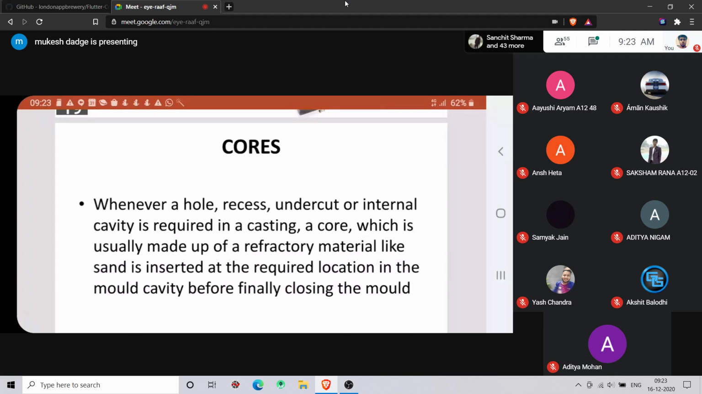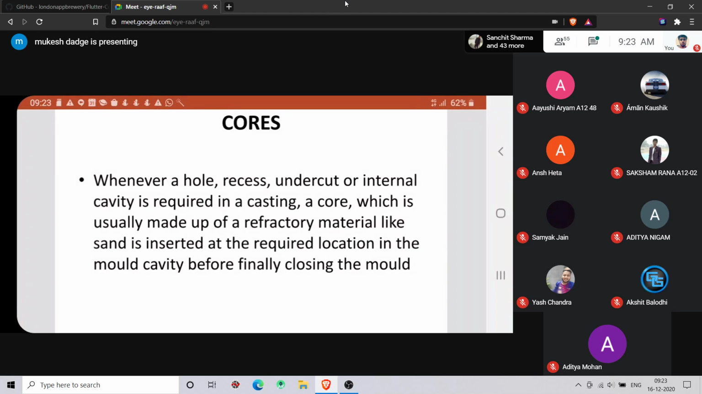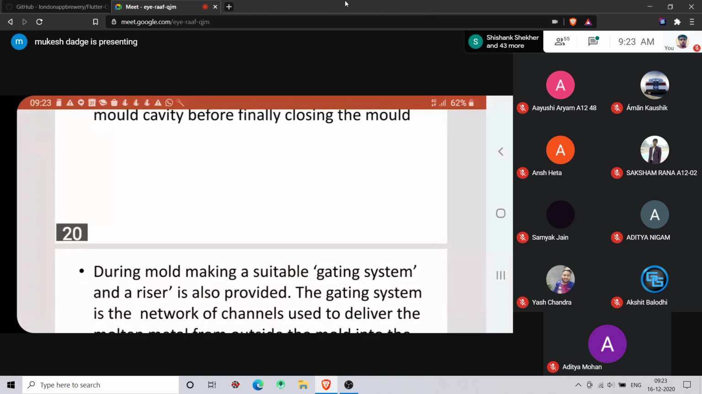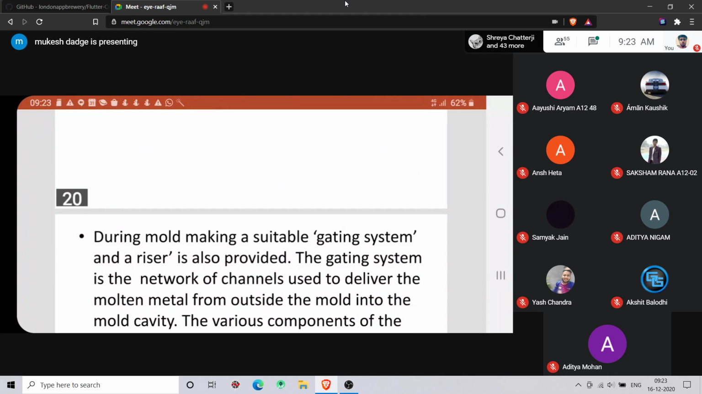The core we have already studied. If you want holes, recesses, or undercuts, you have to use cores. A core is also made from sand, generally refractory sand. It should have a higher strength compared to your mold, so a hardening process is also there for the core and molding sand.